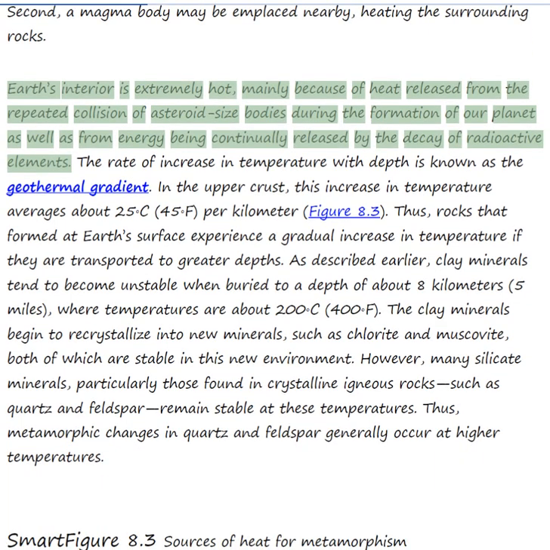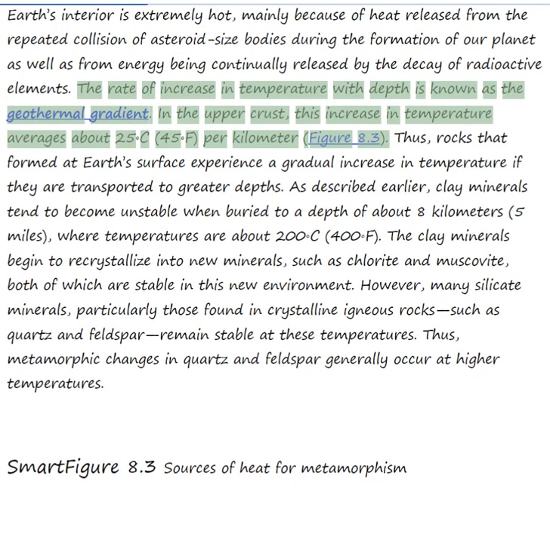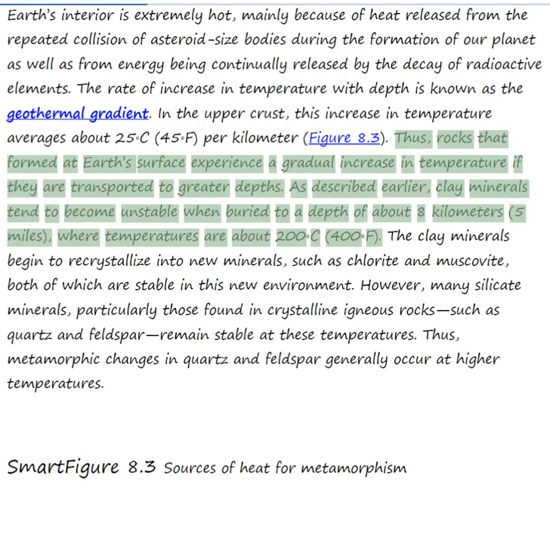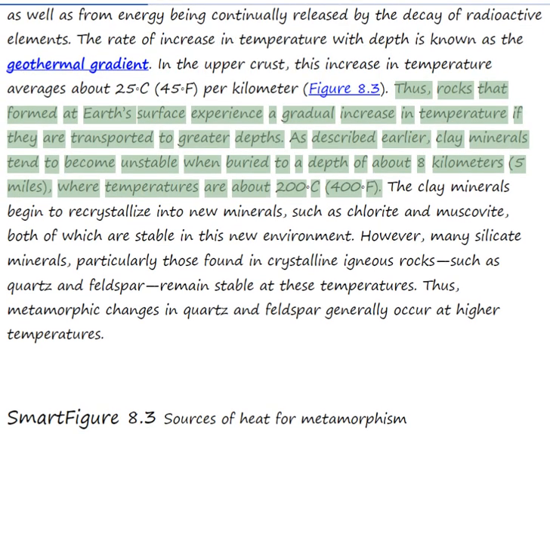Earth's interior is extremely hot, mainly because of heat released from the repeated collision of asteroid-sized bodies during the formation of our planet, as well as from energy being continually released by the decay of radioactive elements. The rate of increase in temperature with depth is known as the geothermal gradient. In the upper crust, this increase in temperature averages about 25 C per kilometer. Thus, rocks that formed at Earth's surface experience a gradual increase in temperature if they are transported to greater depths.